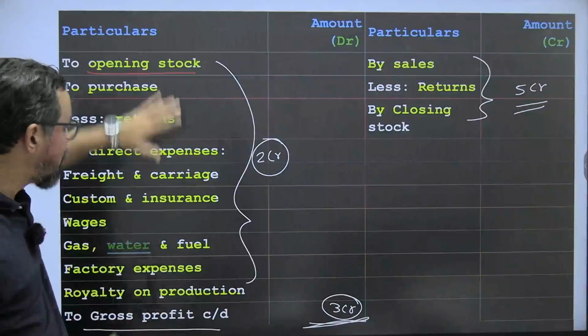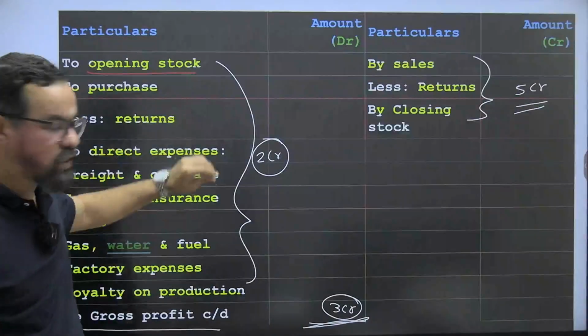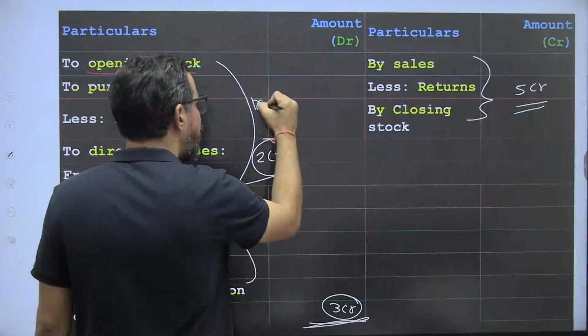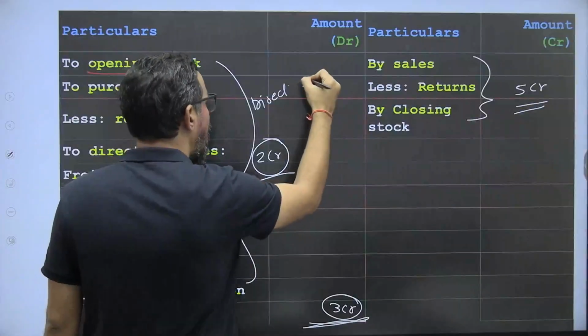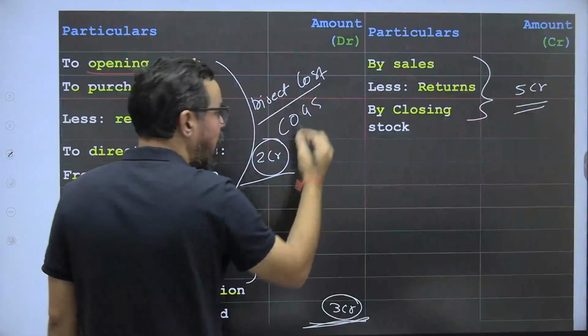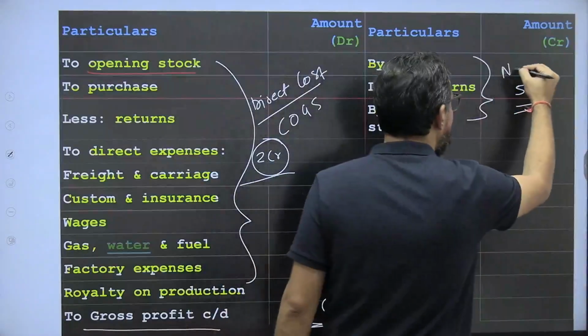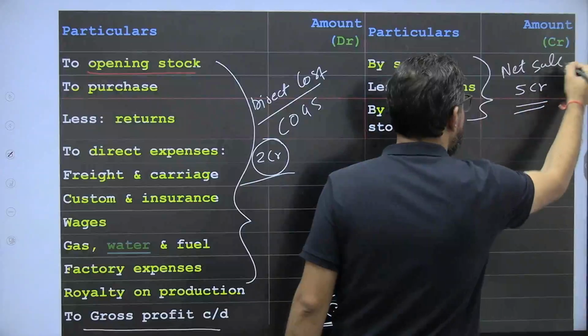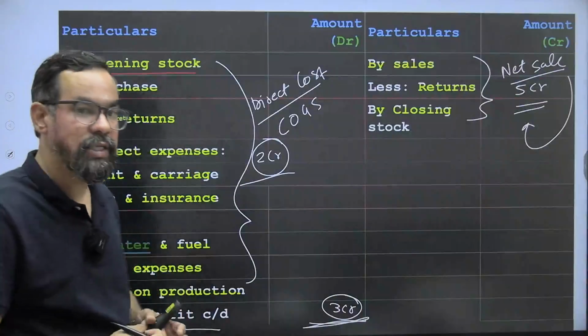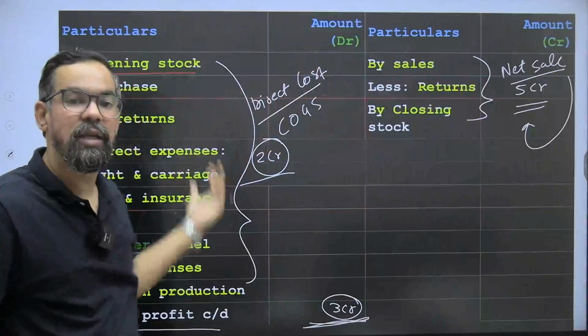Okay? So these are the direct costs. The direct cost of this business is 2 crore. This is also known as direct cost, or what else? Cost of goods sold, right? And this is their net sales. This is called net sales. So the net sales of the business are 5 crore rupees. The gross profit is your net sales minus cost of goods sold.